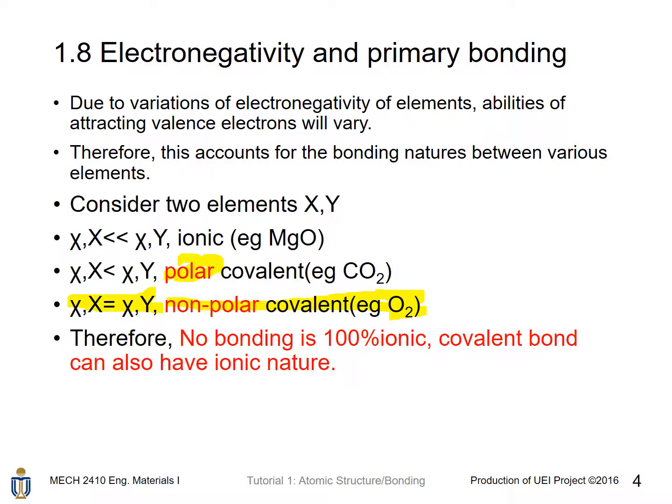Therefore, no bonding, by this definition, is 100% ionic. And covalent bonds can also have ionic natures. So there is no need to have 100% covalent bonding nature, and there is no actual 100% ionic bonding in this world.